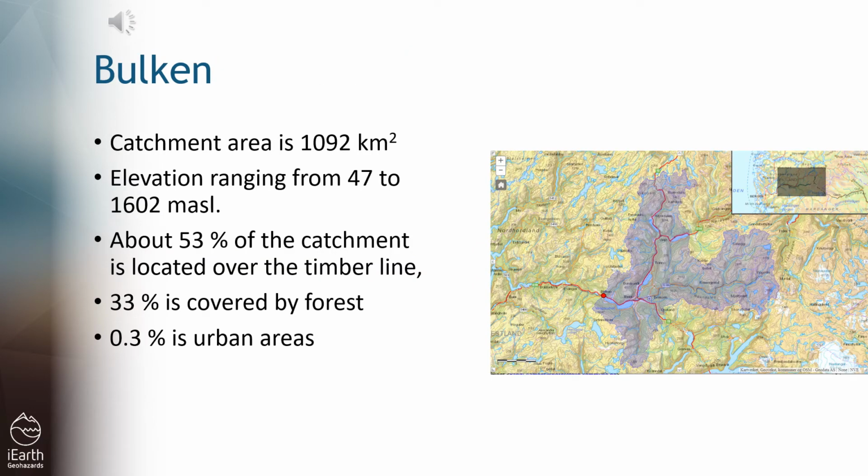I will now show you an example of flood frequency analysis using streamflow data from the Bulken gauge station close to Voss in Western Norway. The upstream catchment area is a bit more than 1,000 square kilometers. The elevation ranges from 47 to 1602 meters above sea level. And about 53% of the catchment is located over the timberline. 3% is covered by forests and less than 1% is urban areas.